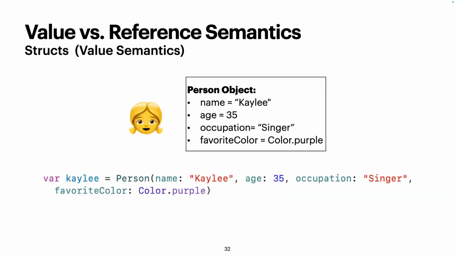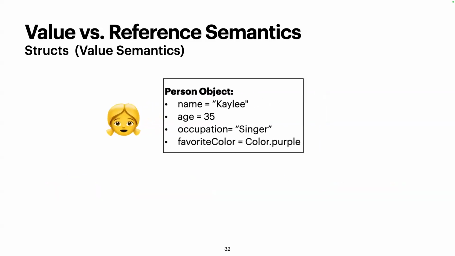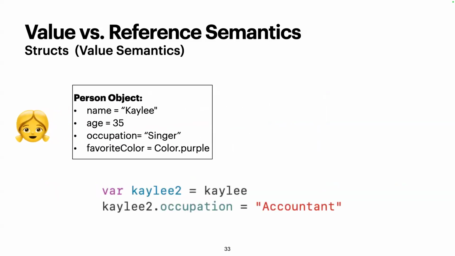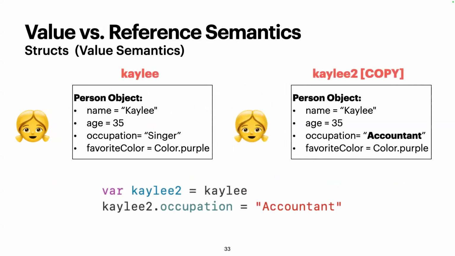So let's take a look at this in a more graphical way. So this is structs. So when we do Kaylee2 equals Kaylee, and we're changing Kaylee2's occupation to be accountant, we're creating a new copy, and we're changing the copy's occupation to be accountant. Okay, so there's two separate objects.